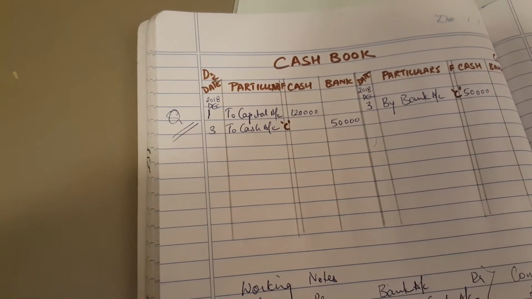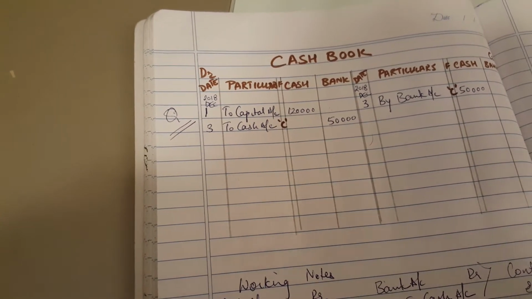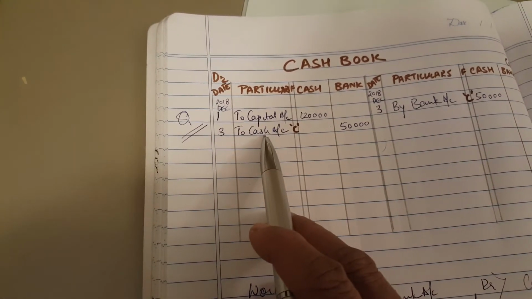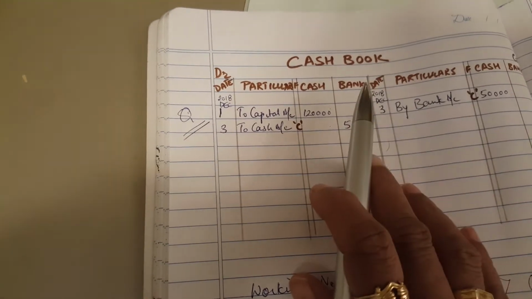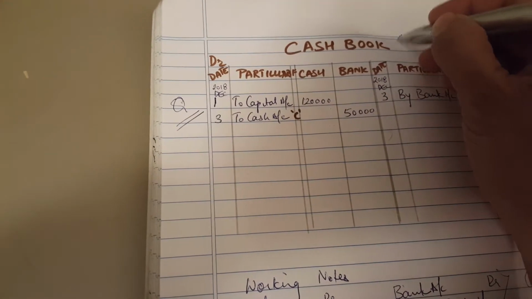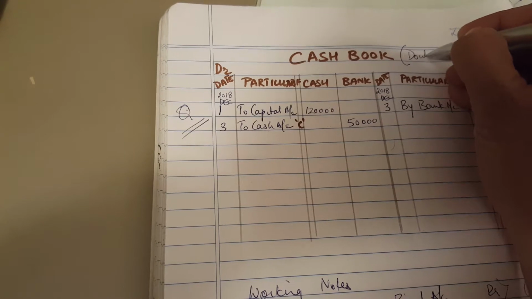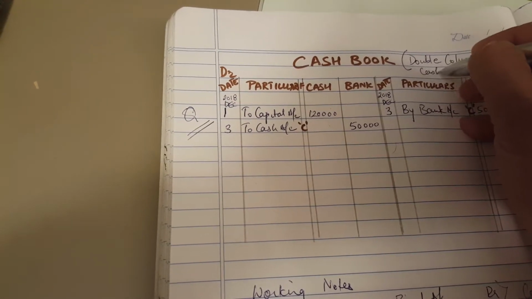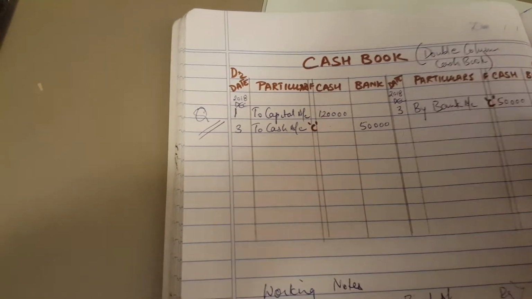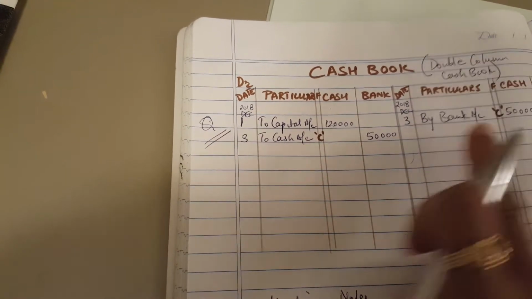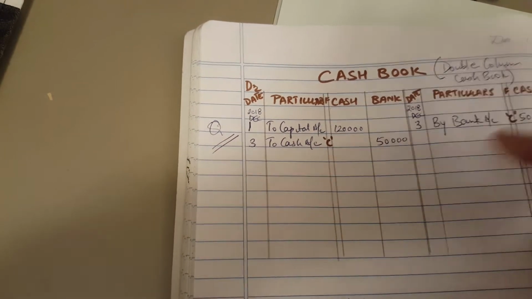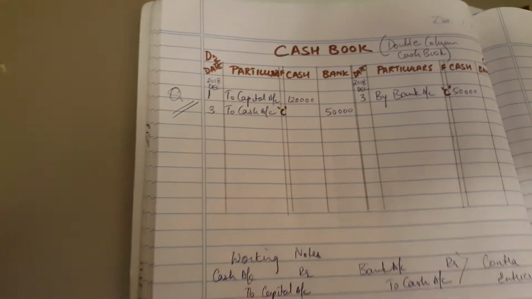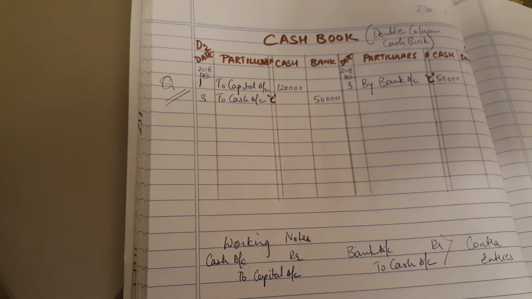I repeat, you need not do any other entry for bank, any other entry for cash. Both of them come in the same book, and that is why this kind of a cash book is known as your double column cash book. And such entries are known as contra entries. They need not be written on the same line. They can be just written as and when they occur in your question. Now you will go on to the next transaction.